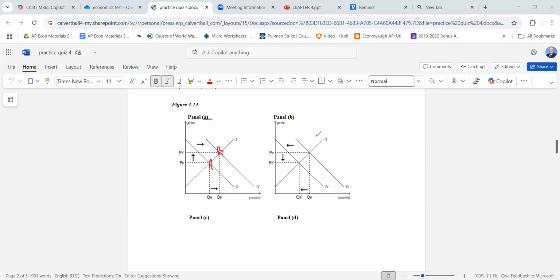In panel B, that would be 1 million people leave the United States. Market size decreases, demand decreases, shift to the left. Now I'm going from A to B here, and that's a decrease in quantity supplied.